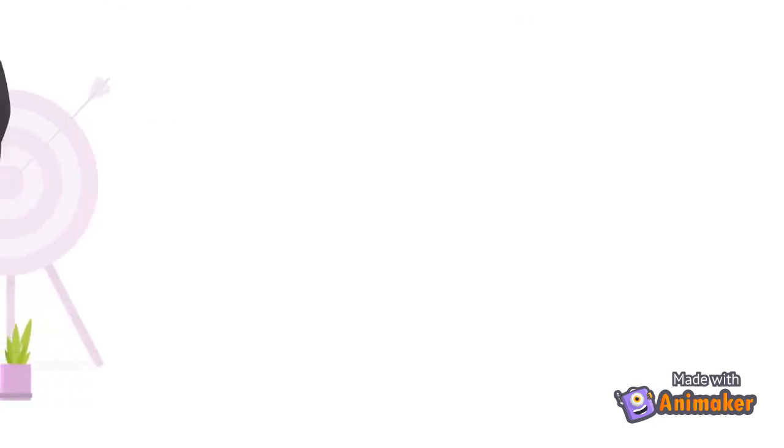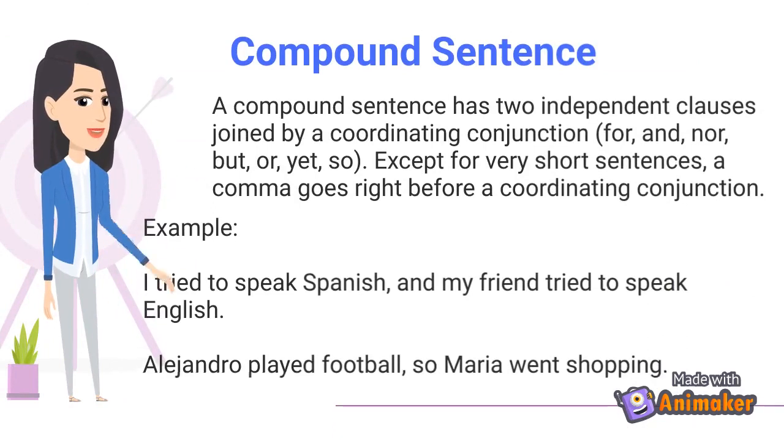Now class, we take a look at the second type of English sentence, which is compound sentence. A compound sentence has two independent clauses joined by a coordinating conjunction: for, and, nor, but, or, yet, so. It is commonly abbreviated as FANBOYS. Except for very short sentences, a comma goes right before a coordinating conjunction.